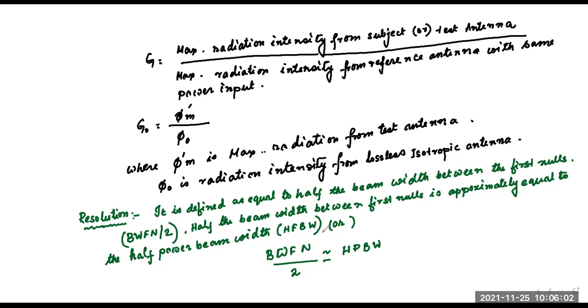Okay, the product of BWFN by 2 in the two principal planes of the antenna patterns is a measure of the antenna beam area. Thus, sigma A equals BWFN by 2 for theta degree and BWFN by 2 for phi degree is the area.